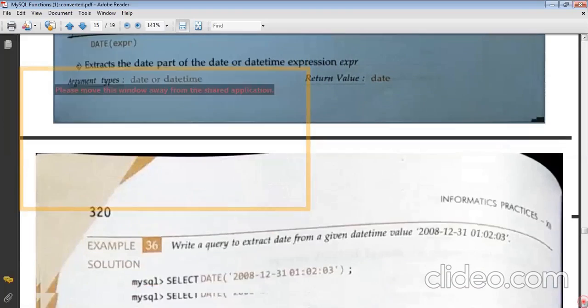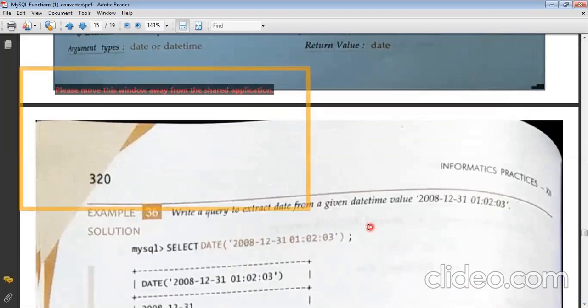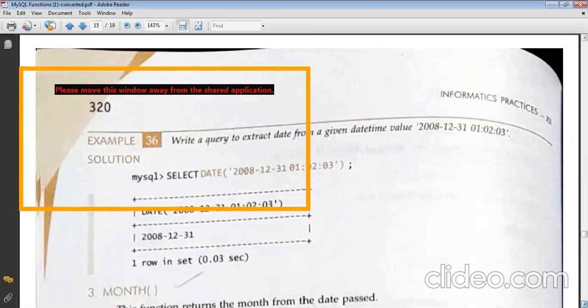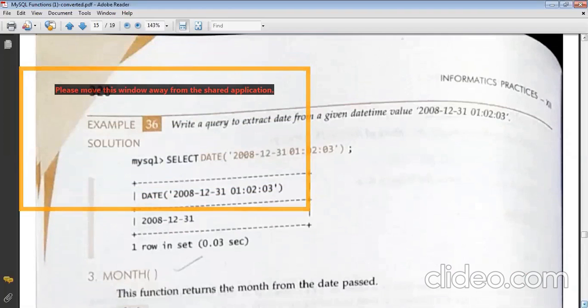You can see one of the questions. Write a query to extract the date from a given date time value. So they have given us date and time both. If you want to extract the date from the given string, you can just write the date function and you can get the output of it. Since we are left with less than 10 minutes now, I'll just read it. I do not really think that it requires a lot of practice. Just reading will help you out.